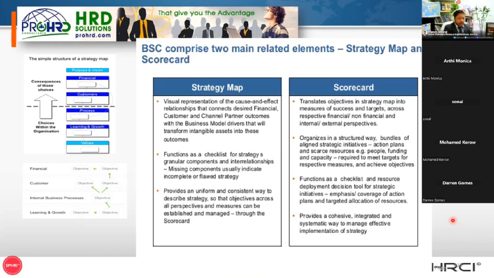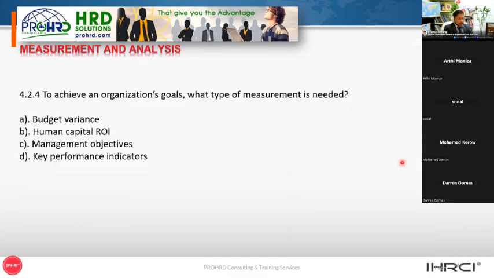This we did for Toyota Lexus as an initiative. He suggested the Thomas International psychometric profiling, and we also did competency mapping and upgrading of the frontline executives. To achieve organizational goals, what type of measurement is needed?